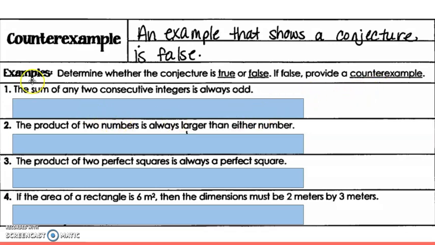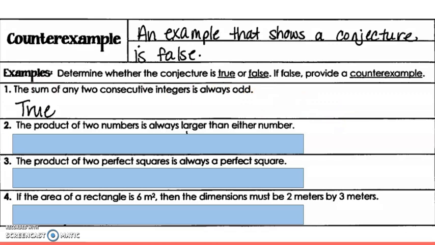So if we look at the first one, the sum of any two consecutive integers is always odd. Now, consecutive means they're right next to each other. So when I'm listing out numbers, I have 1, 2, 3, 4, 5. So 4 and 5 are right next to each other, and that's an example. So when we do this, we can start just adding. So 1 plus 2 is 3. 2 plus 3 is 5. 3 plus 4 is 7. 4 plus 5 is 9. So as we can see, that statement is true.